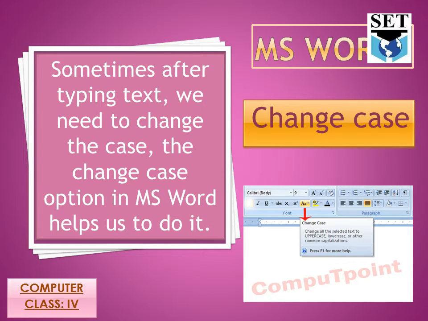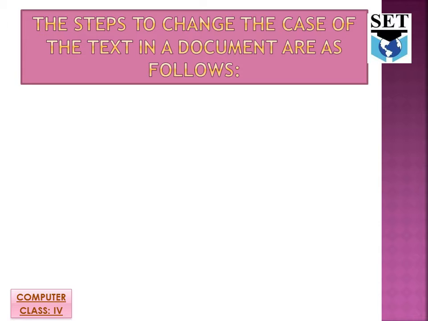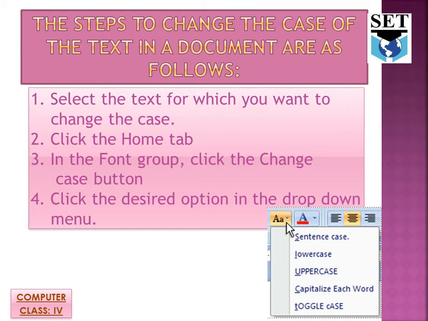Sometimes after typing text, we need to change the case. The change case option in Microsoft Word helps us to do it. Now we will discuss the steps that will help us to change the case of the text in the document. Select the text for which you want to change the case. Click the Home tab. In the font group, click the Change Case button. Click the desired option in the drop down menu.